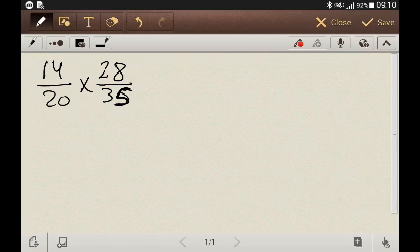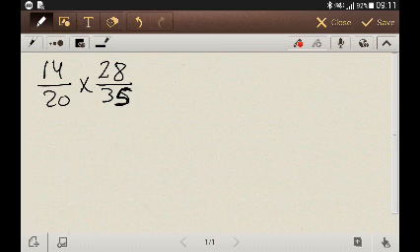As you see here, you have 14, 20, 28, 35. Try to look at numbers that are divisible by the same number, and you have to choose a denominator and a numerator. One number from the top numbers and one number from the bottom numbers. Like denominators on bottom we have 20 and 35, and numerators on top we have 14 and 28.